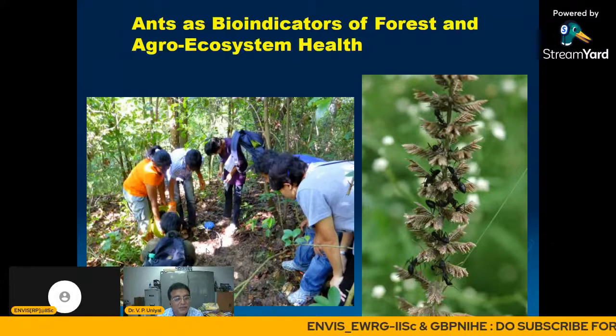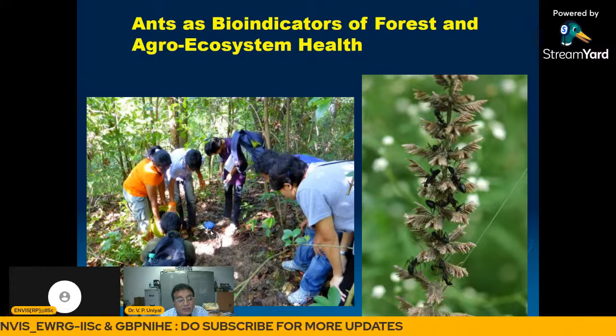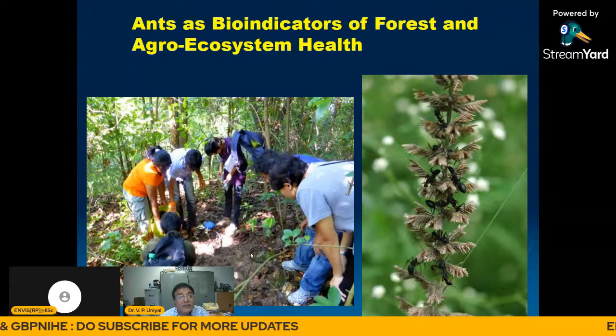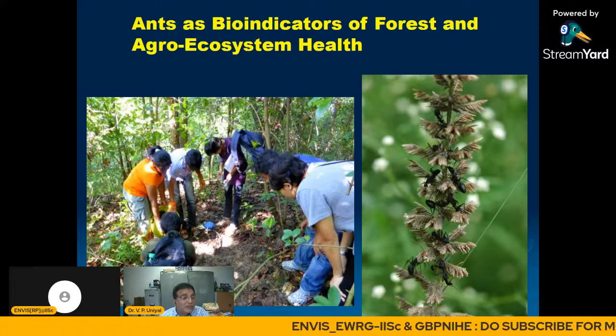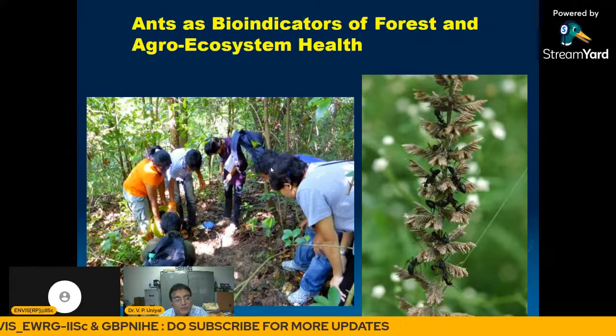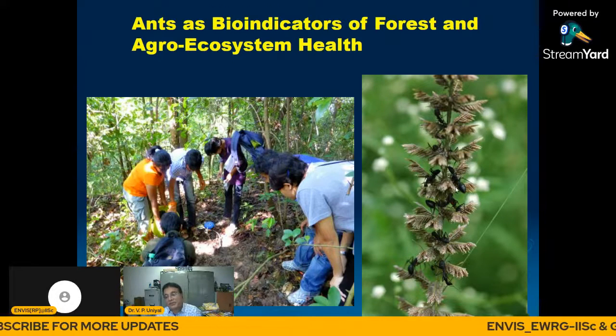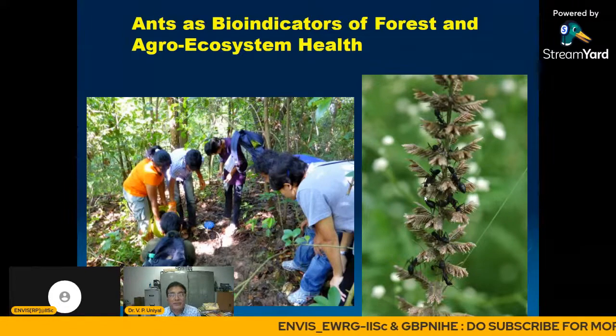In the early evening or early morning you go, and you will see a large number of ants there. Try to study them, try to identify them, see the behavior. They are very good bioindicators for forest and agroecosystem health. If you visit a forest area and are able to see a large number of ants, the health of the forest is rich. We need large numbers of ants. If there are no ants, the health of the forest is not good. So they are the best bioindicators of agroecosystem health.